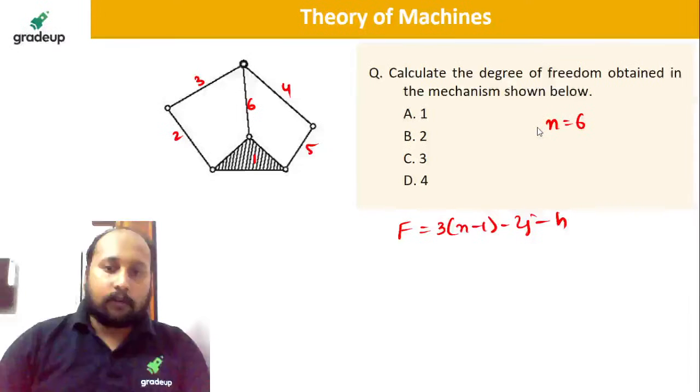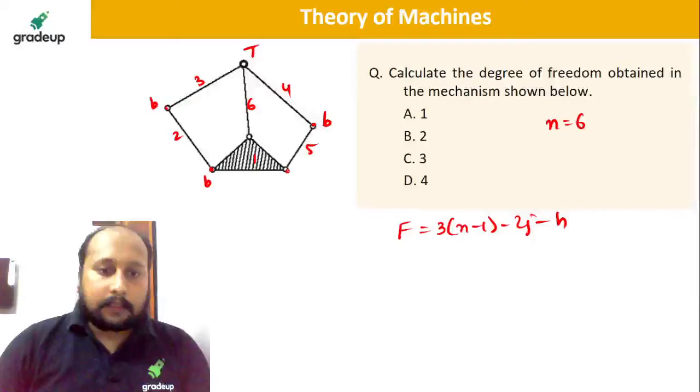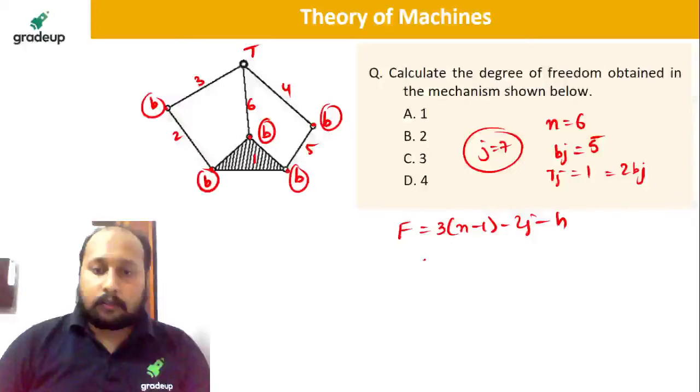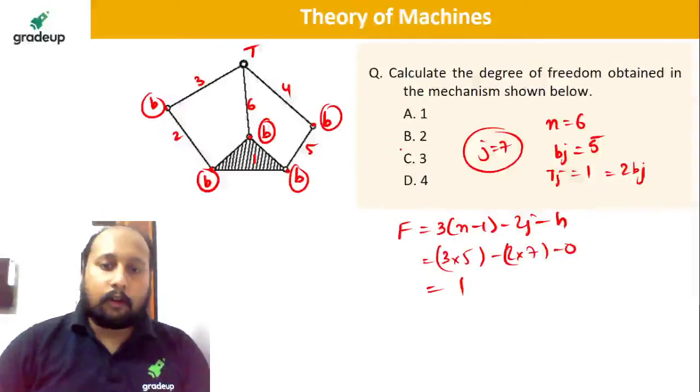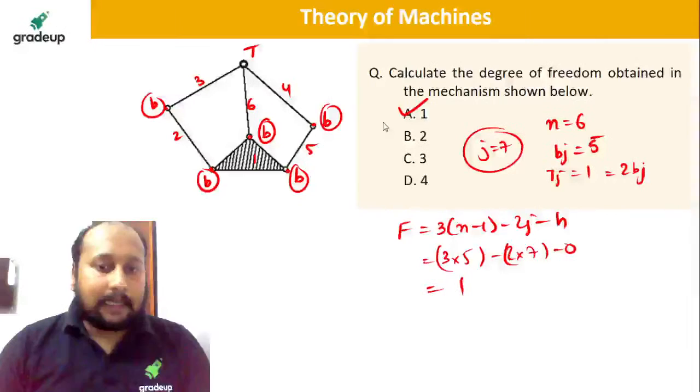Very good. Okay, so let us count the number of binary links. This is binary, this is binary, this is a ternary link, this is binary, again binary, and this is again binary. So the number of binary joints is 5, and 1 ternary joint counts as 2 binary joints. So in total j is equal to 7. So this is 3 into 5 minus 2 into 7 minus 0, which is equal to 1. Option A is the correct answer.